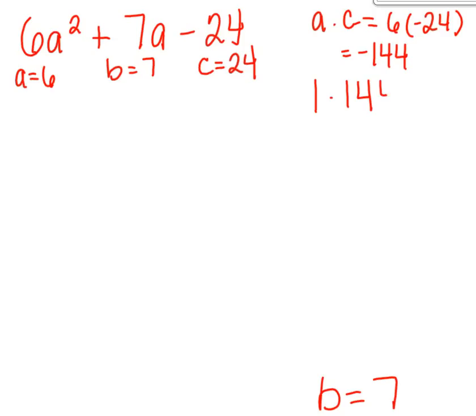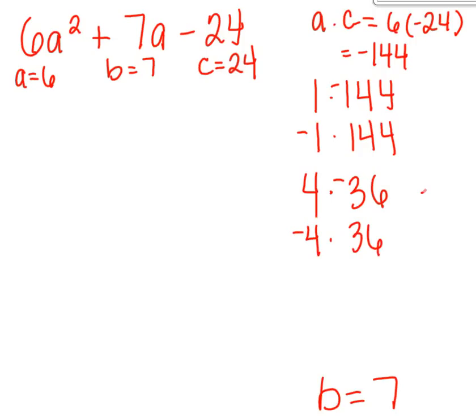I'm not sure I care about 1 times negative 144 or negative 1 times 144, because there's no way that's going to give me something as small as 7. So I think I'm going to try and up my factors here. Let me see if a 4 will go into 144. And 4 will go into 144 36 times. So 4 times negative 36 or negative 4 times 36. Neither of those are going to give me a 7.